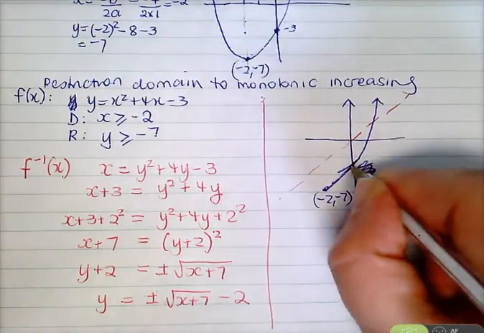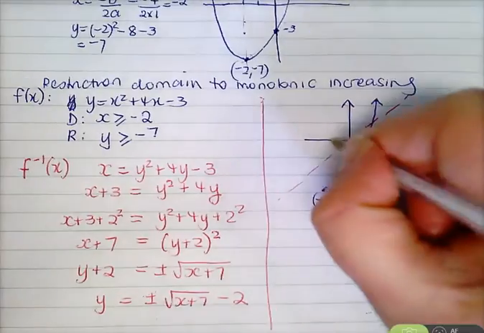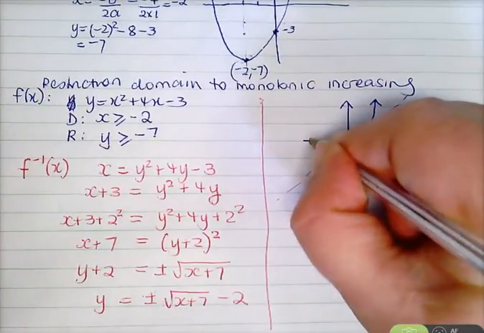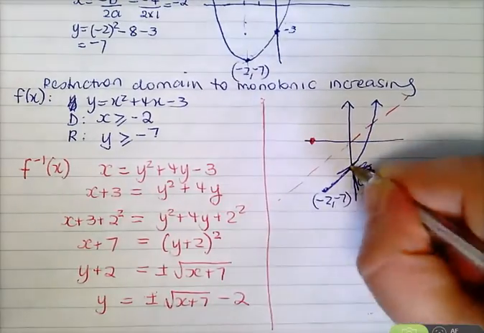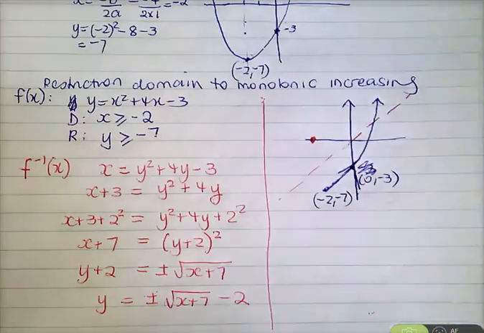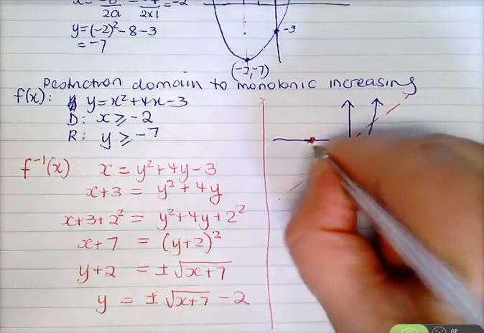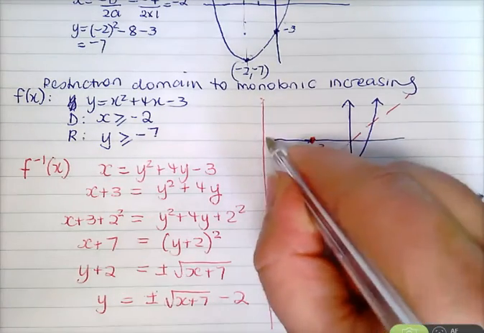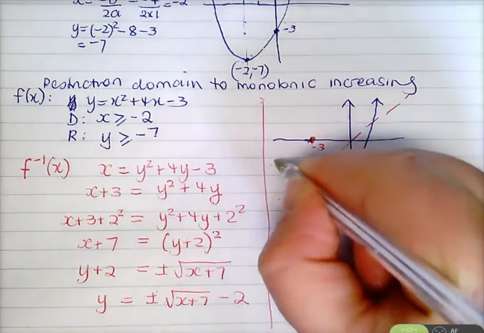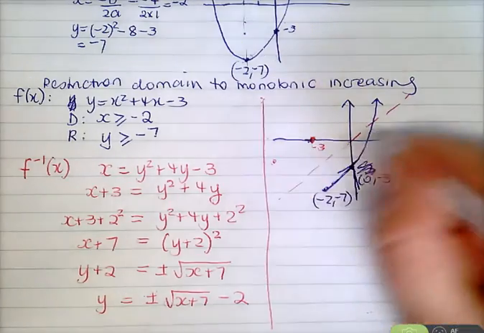Now 0, -3, swapping those around, we've got -3, 0. So here, this point relates to this point, and -2, -7, its corresponding position in the inverse function will be -7, -2, so roughly about there.